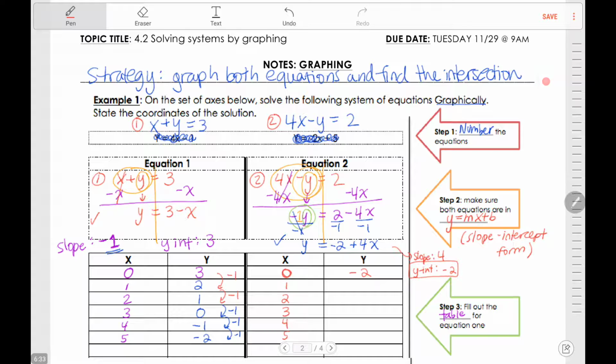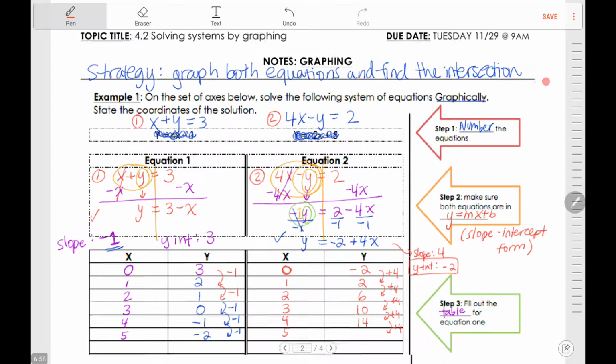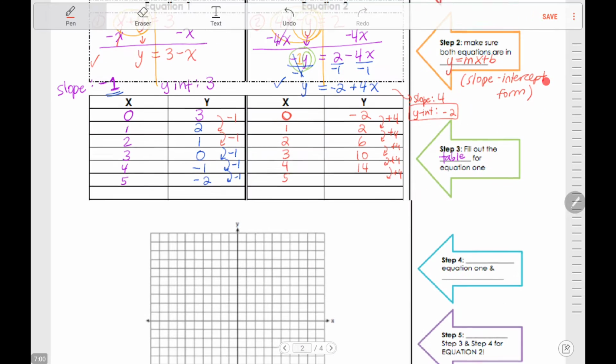going up by ones. And then on my y's, it's going to go up by the slope. In this case, it's a +4. So my slope, +4, means that the y's are adding by 4 each time. So -2 plus 4 is +2, plus 4 is 6, plus 4 is 10, plus 4 is 14. Again, this comes from our slope being 4. Now that we have our table, step 4 is to graph.